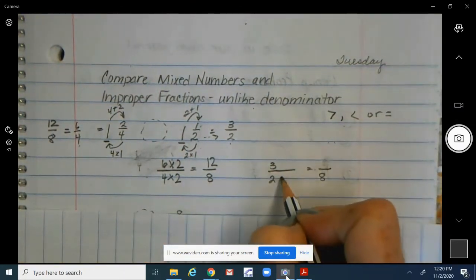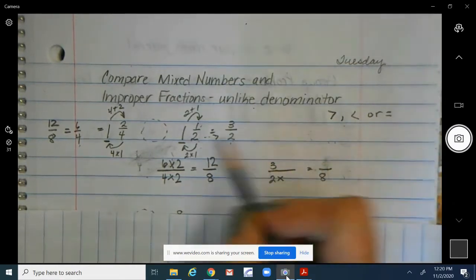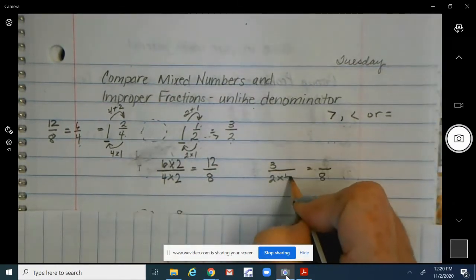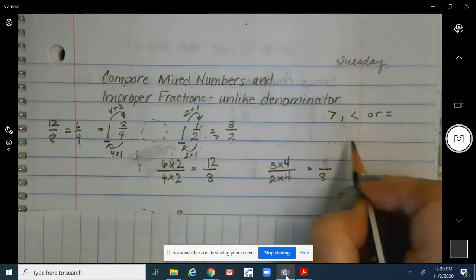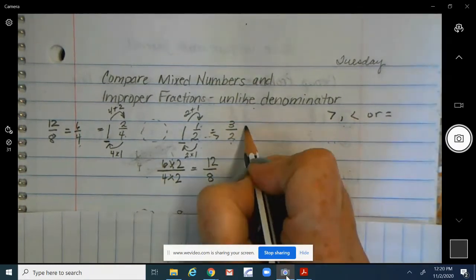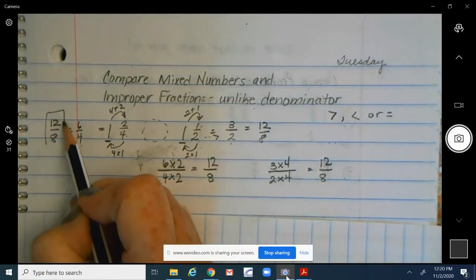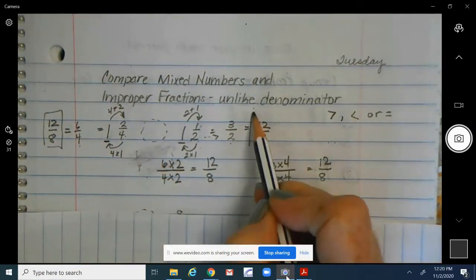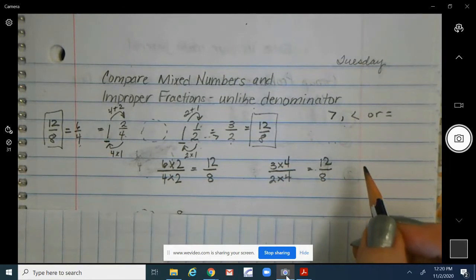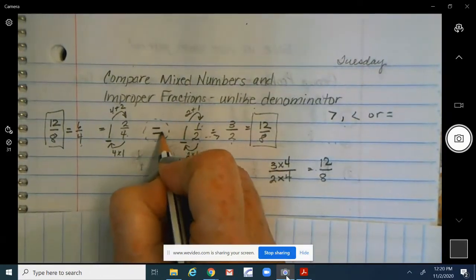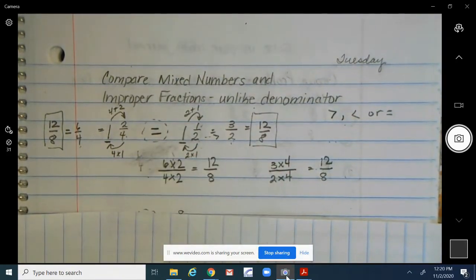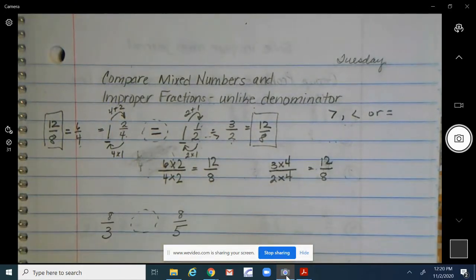And then I'm going to turn 2 into 8 by multiplying by my other denominator. Do the same thing to the top. 3 times 4 is 12. Put that back up here. Now I'm looking at, oh my goodness, 12/8 is exactly the same thing as 12/8. So we have equal.